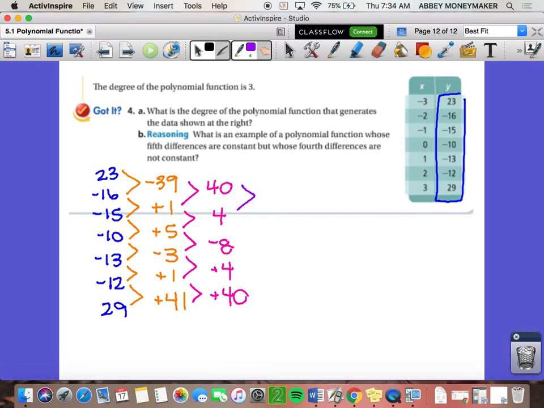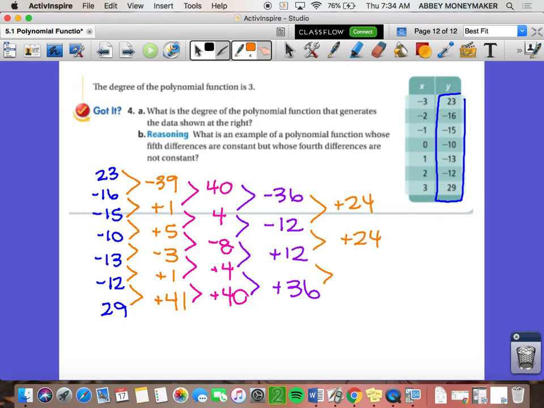From 40 to 4, you went down 36. From 4 to -8, you went down 12. From -8 to 4, you went up 12. From 4 to 40, you went up 36. Still not there. Let's keep going. From -36 to -12, you went up 24. From -12 to 12, you went up 24. From 12 to 36, hey, you went up 24.